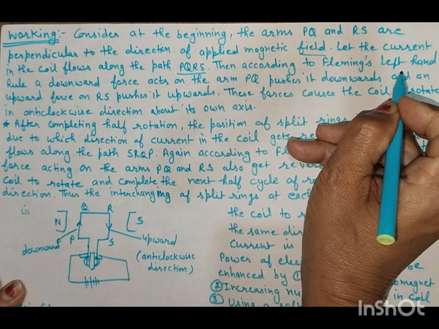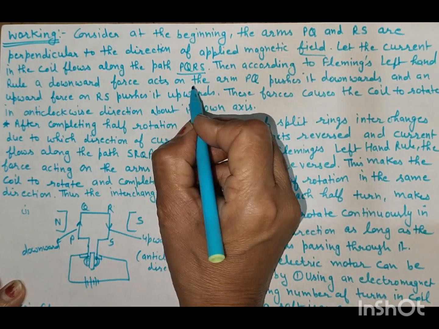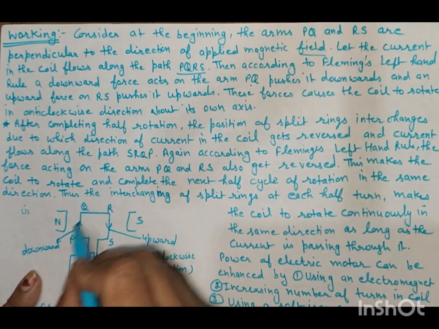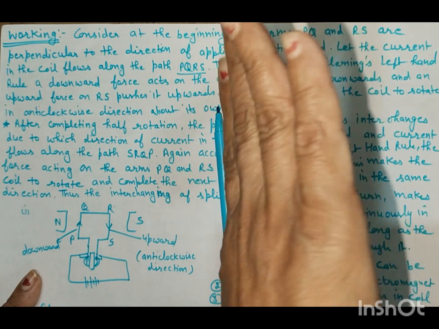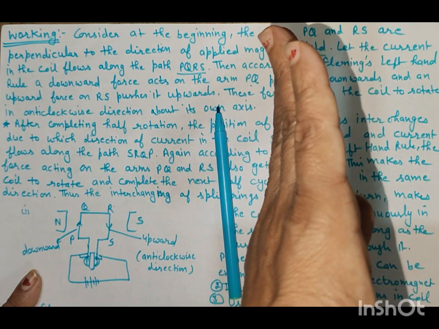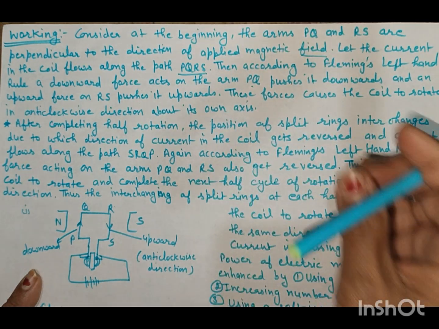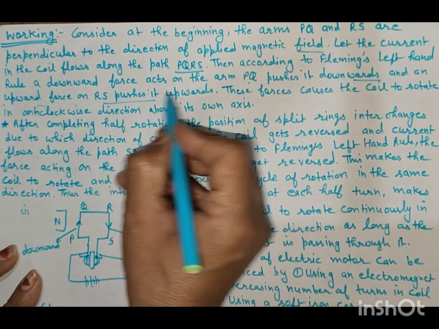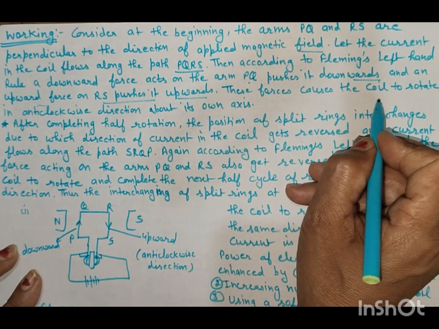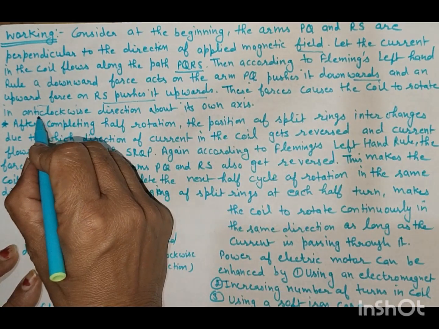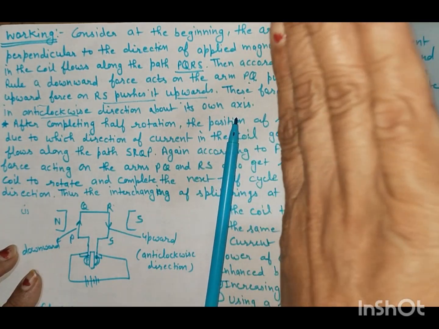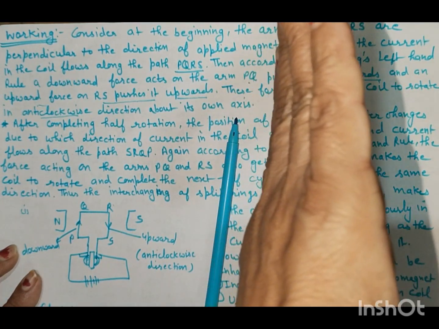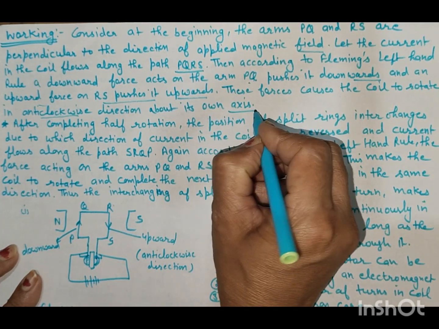Then according to Fleming's left hand rule, a downward force acts on the arm PQ and pushes it downward, and an upward force on RS pushes it upward. PQ moves downward and RS moves upward, just like this. These forces cause the coil to rotate in the anti-clockwise direction about its own axis.